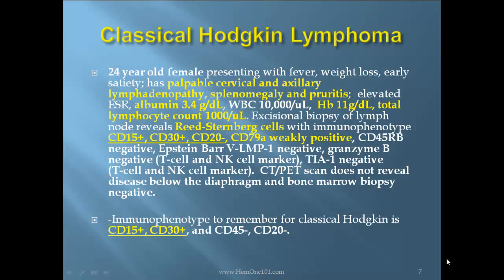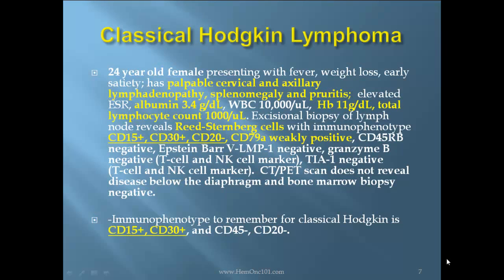CD45 negative, Epstein-Barr negative, granzyme negative, that's the T and NK cell marker. TIA negative, again that's a T cell and NK cell marker. PET scan does not reveal any disease below the diaphragm and bone marrow biopsy negative.